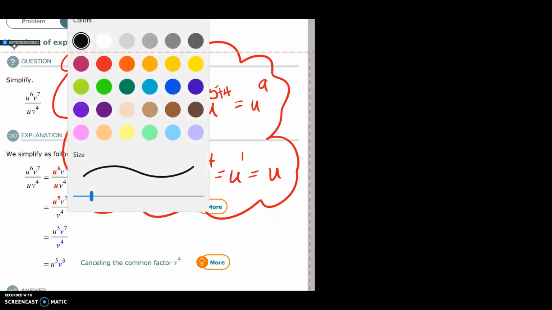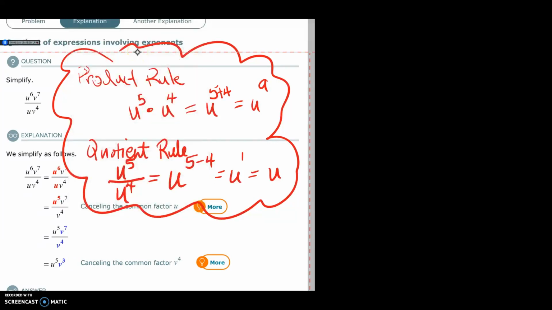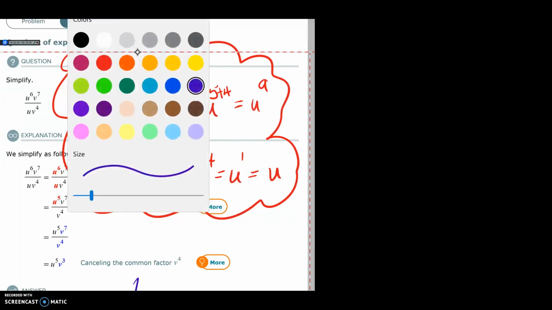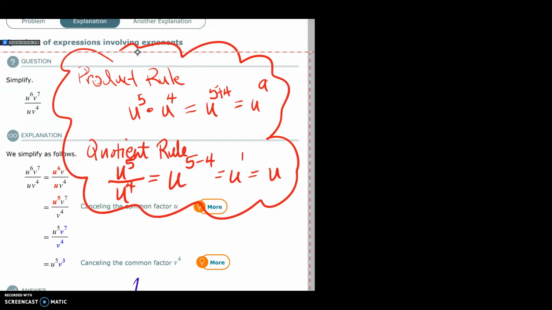So for your u's here, this u will divide out with that u, and it makes a 1. So you've got 1 times u times u times u times u times u, which would be u to the 5th. So you can see you've got more u's in the numerator than you do in the denominator. And so if one of those divides with 1, you'd have 5 left. So it makes sense you'd have u to the 5th.